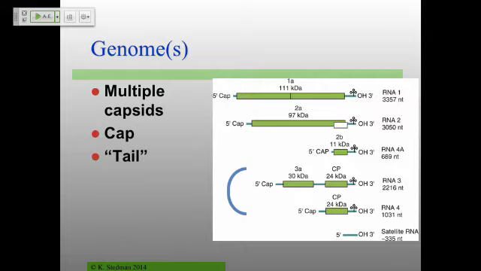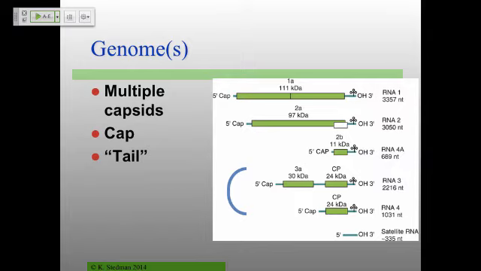These RNAs that come in all have 5' cap structures, so they're ready to be translated by the cellular machinery. And they've got really curious structures at the 3' ends. Almost all of the plant virus genomes, at least the RNA genomes, have tRNA-like structures at the 3' ends of the genomes. So we'll take a look at those now.